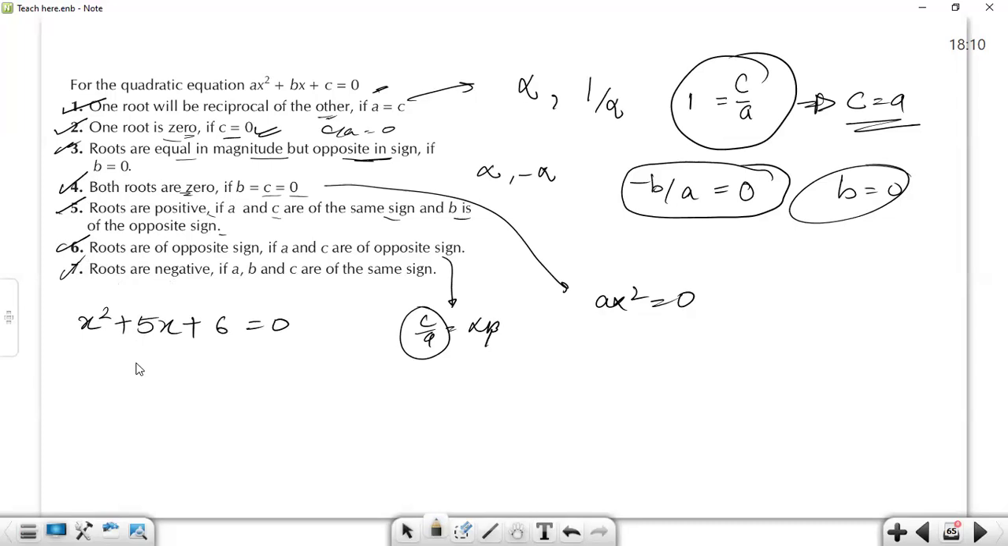Roots will be what? Tell me its roots. You have 2 minutes.